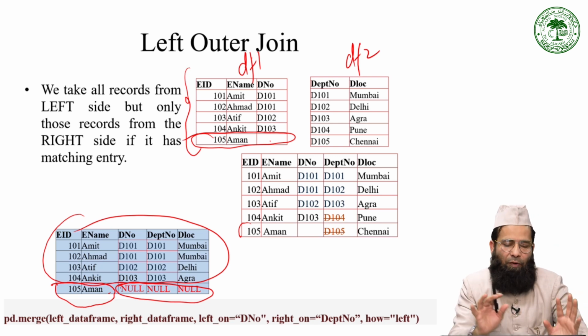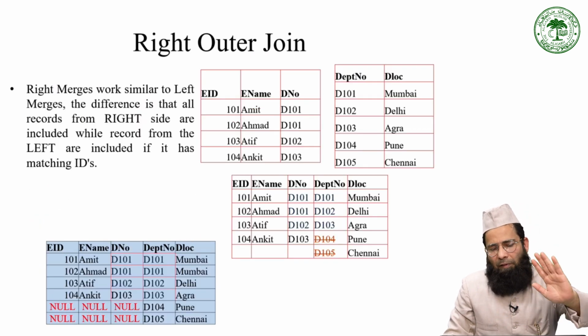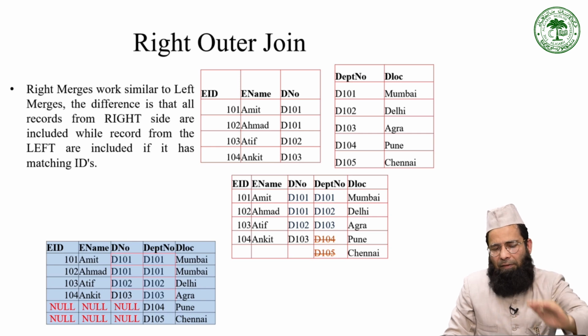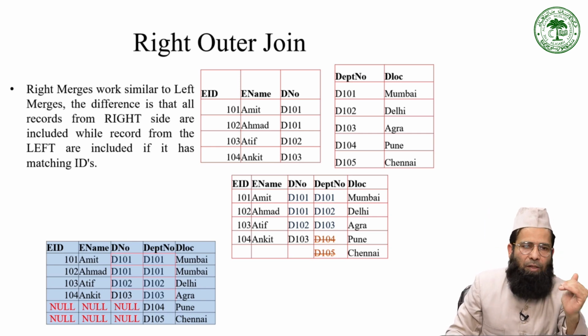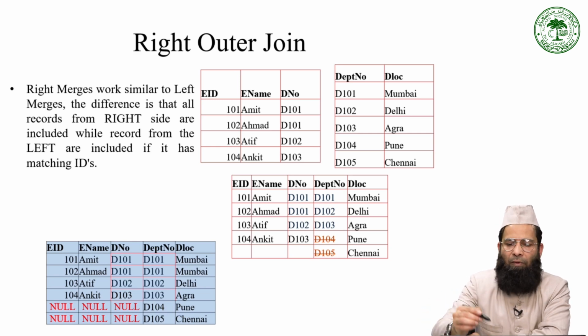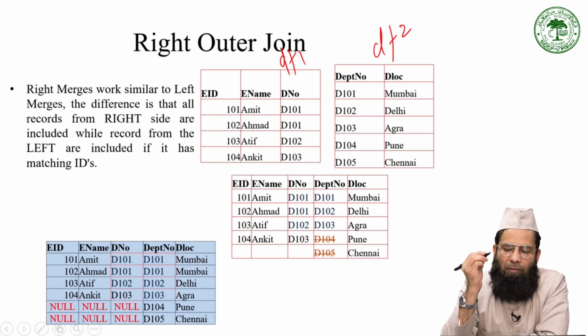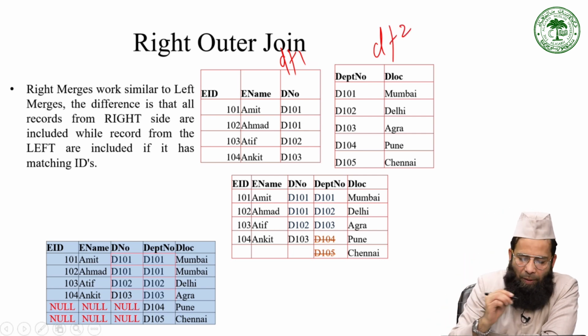So that is the left outer join, and you can understand that the right outer join is very similar to the left outer join. Now the right data frame would have all the records, and the corresponding data of the left data frame would be null.